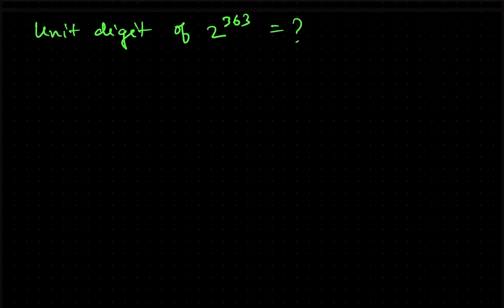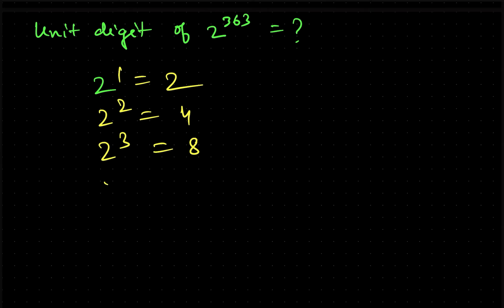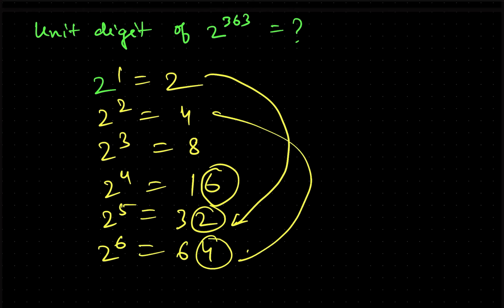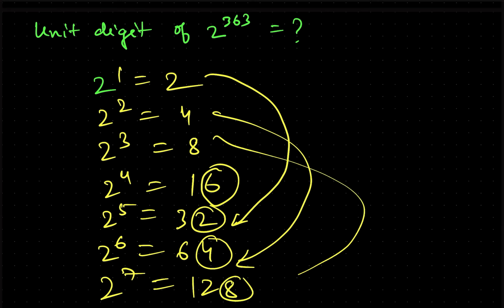In this case, what we will see is that if we take 2 to the power 1, it is 2 at unit digit, 2 to the power 2 is 4 at unit digit, 2 to the power 3 is 8, 2 to the power 4 is 16, so 6 is at unit digit, 2 to the power 5 we get 32, so 2 is at unit digit. So you will see that after 4 it has started repeating. 2 to the power 6 is 64, see again it has started repeating. 2 to the power 7 is 128, see again it has started repeating.